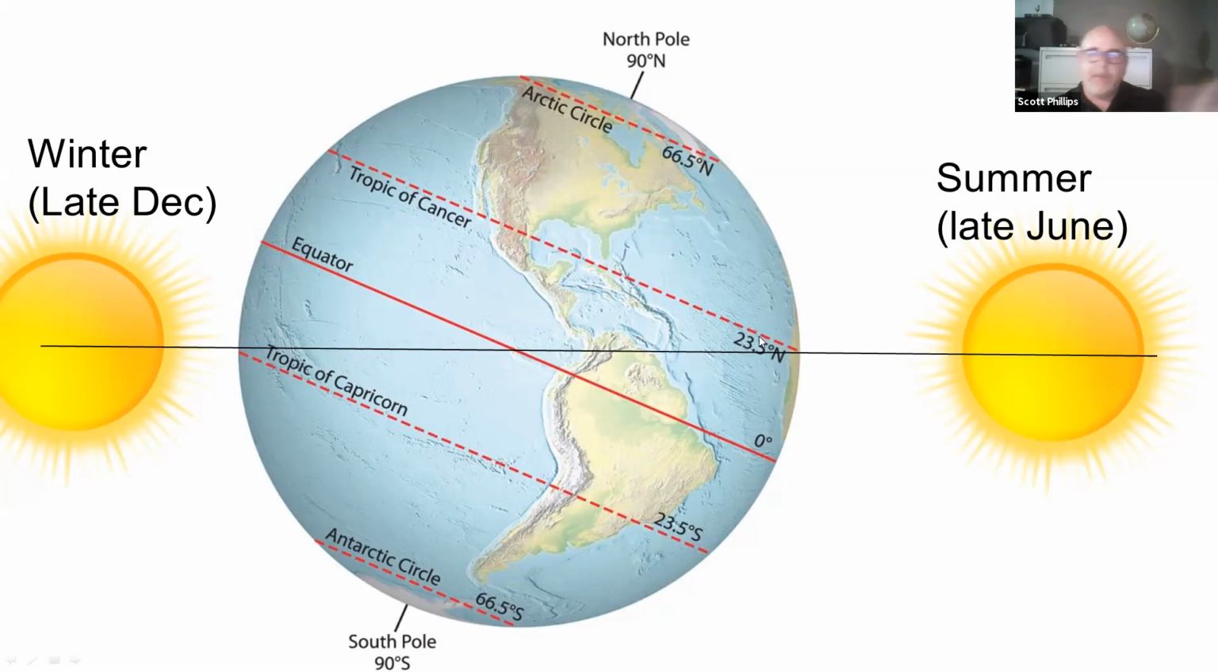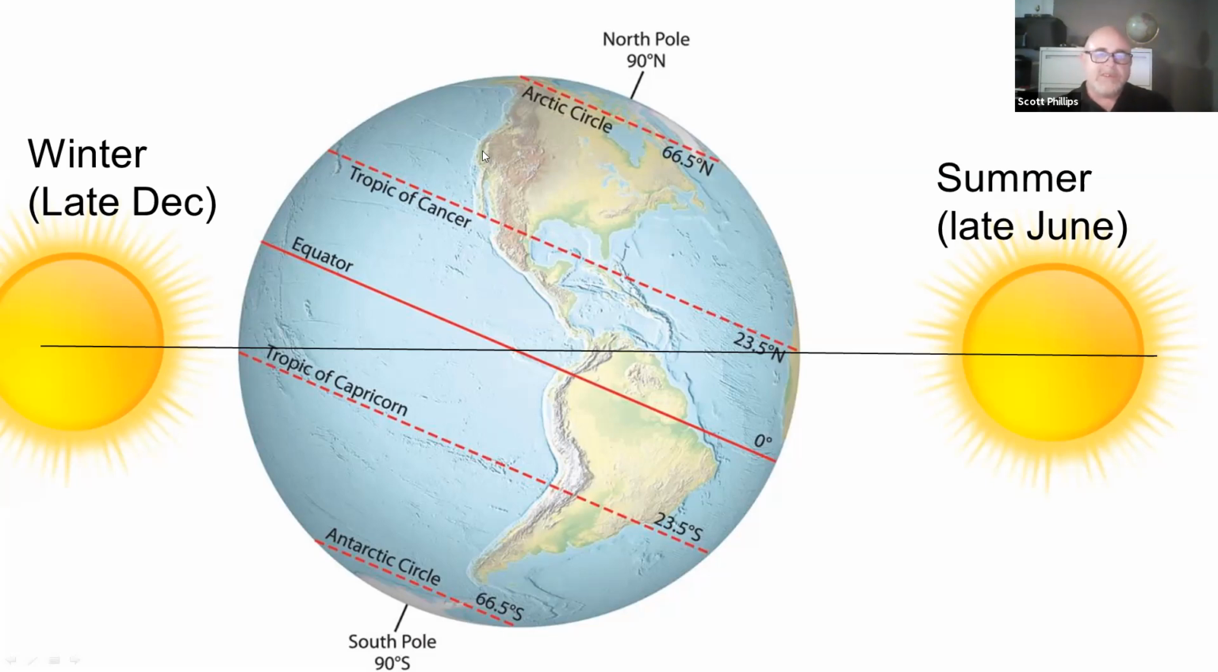And then if we kind of imagine it going to the winter time in late December, now the Sun is directly over the Tropic of Capricorn at 23.5 degrees south. And every time in between there, the Sun is going to be directly overhead somewhere within these areas that we call the tropics. Now, once we move outside of the tropics, the Sun is never directly overhead.